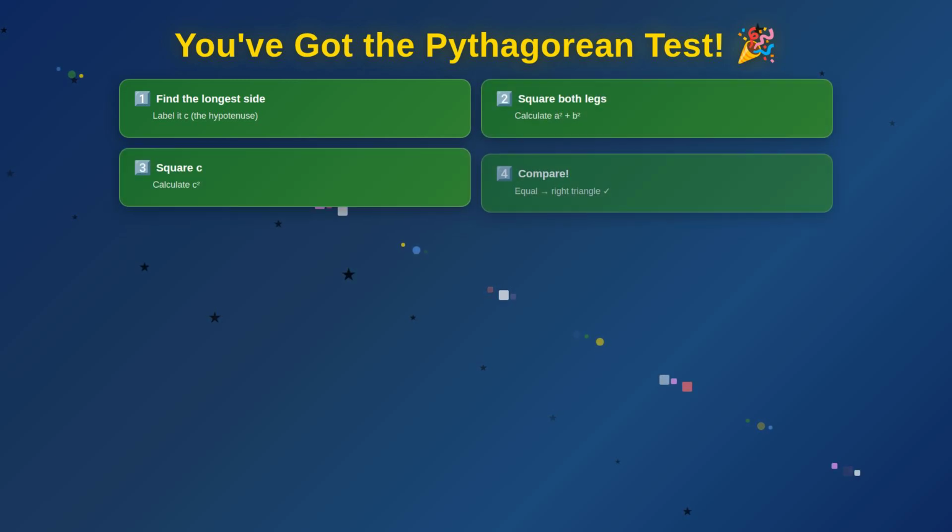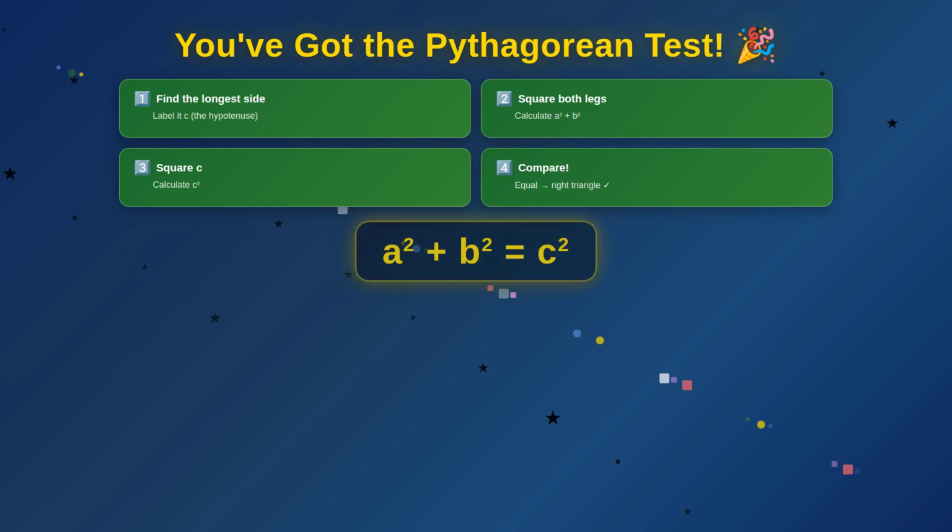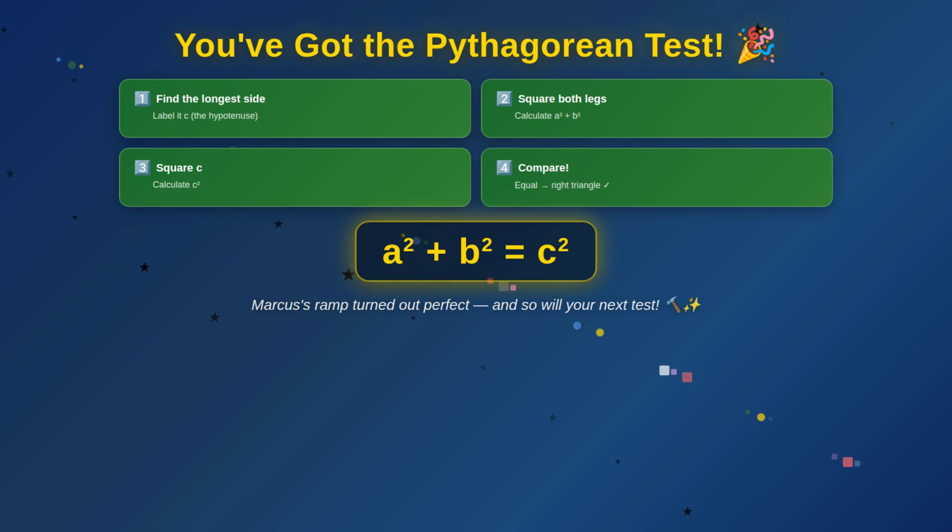Remember when Marcus was staring at his ramp with no idea how to check that right angle? Now he and you can test any triangle in 4 simple steps. Find the longest side and call it C. Square both legs and add them. Square C. Compare. Equal means right triangle. Not equal means not right triangle.